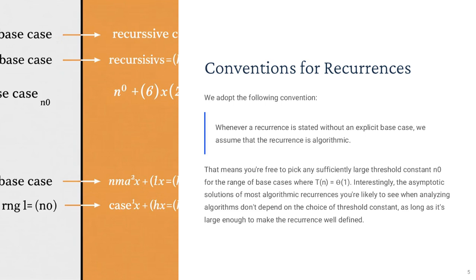Similarly, for irregular problems, inequalities may be used, such as T(n) ≤ 2T(n/2) + Θ(n), analyzed through big O notation for upper bounds. Such conventions ensure clarity and applicability across diverse problems.